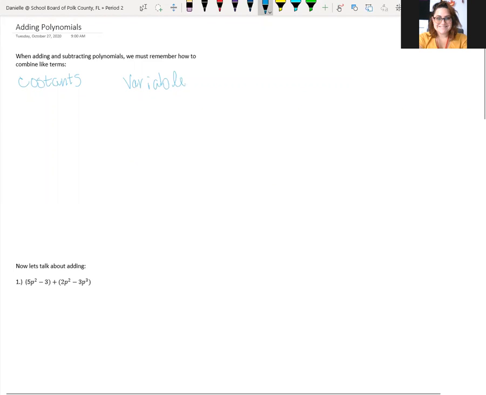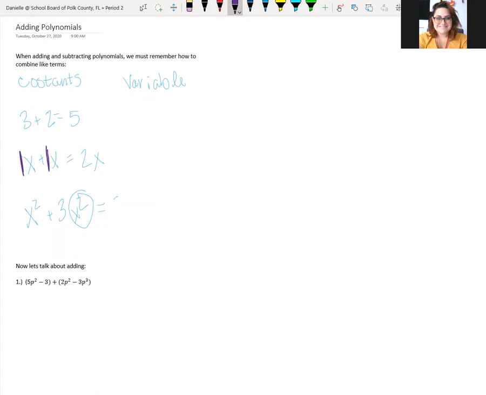But it has to be the exact same. So this has to be a carbon copy. So we know we can do 3 plus 2. That gives us 5. We know we can do x plus x. That gives us 2x. We can do x squared plus 3x squared, again, because our variables are the same. So remember that would just be 4x squared. And how we get that is because there's a secret 1 in front of all of those numbers. And 1 plus 3 gives me 4x squared.